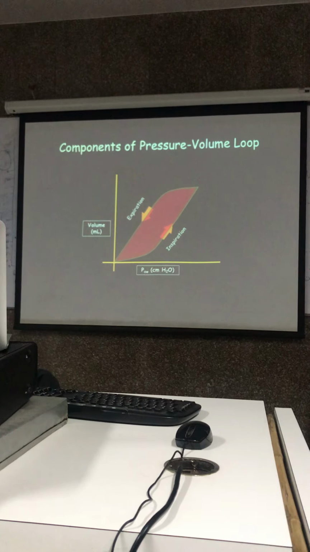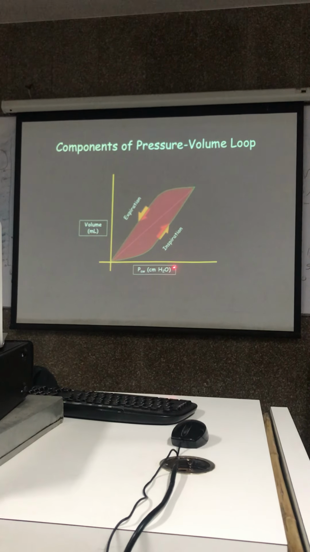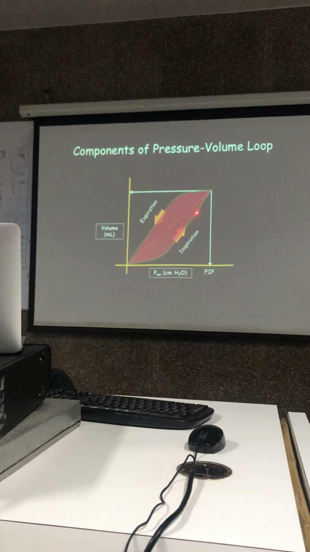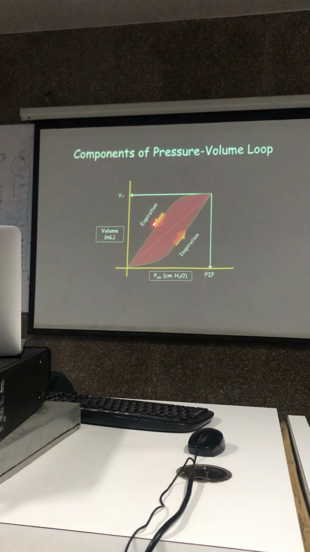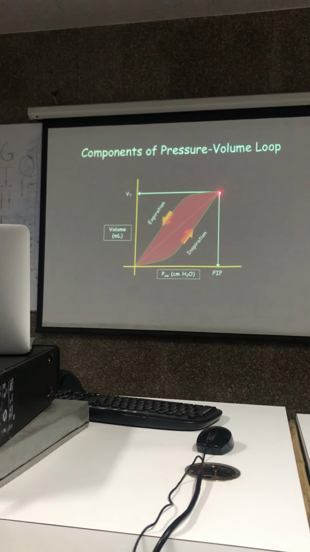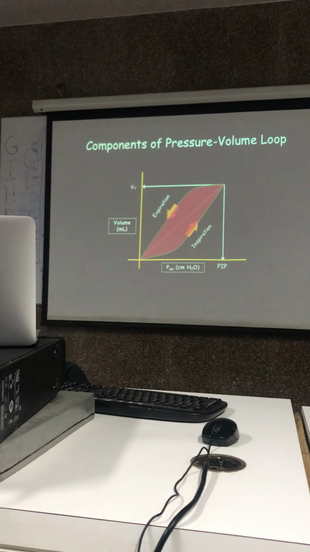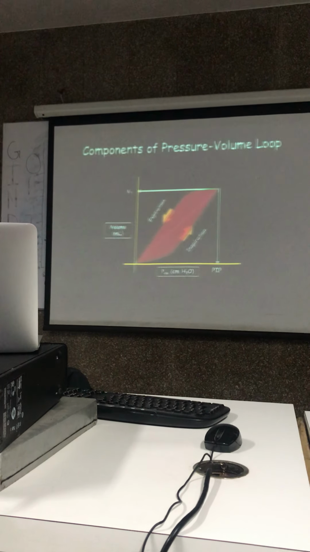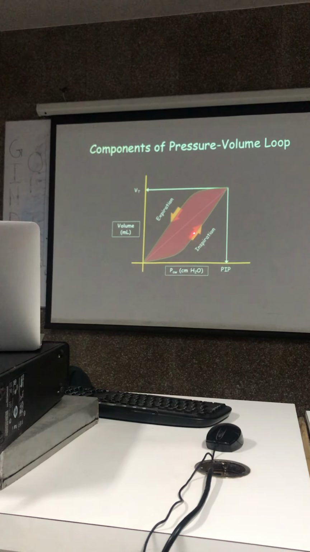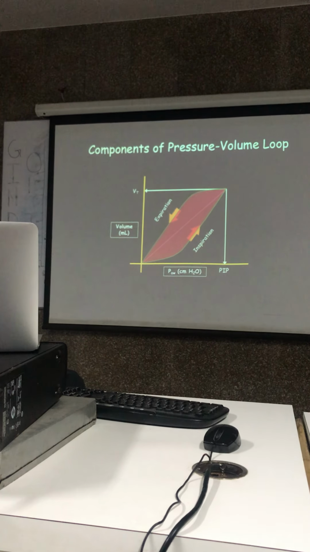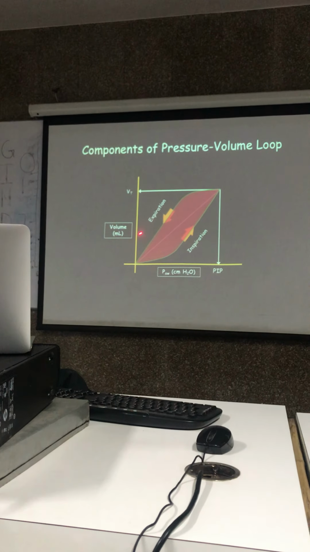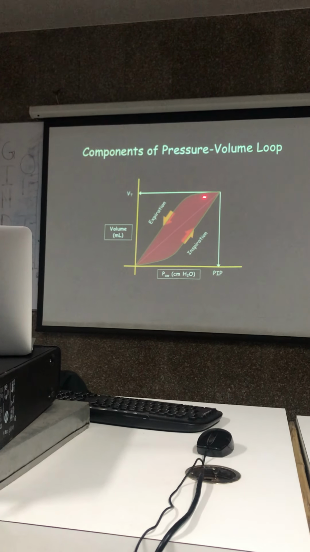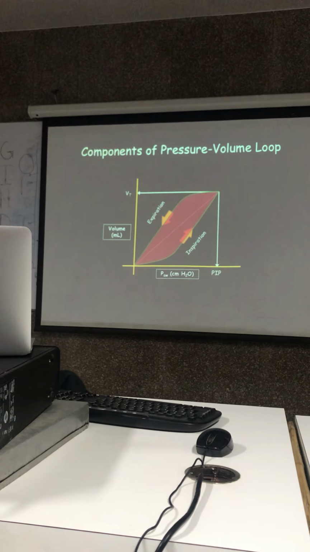In the loops, you have the pressure on the x-axis and the volume on the y-axis. There is inspiration, which starts like that, followed by expiration, and that corresponds to the peak inspiratory pressure. This is just a broad introduction of what loops look like, and we will address each loop. The pressure volume loop will show you the inspiration and the expiration, and the peak inspiratory pressure will correspond to the tidal volume at that point.